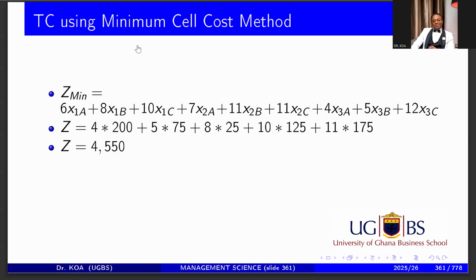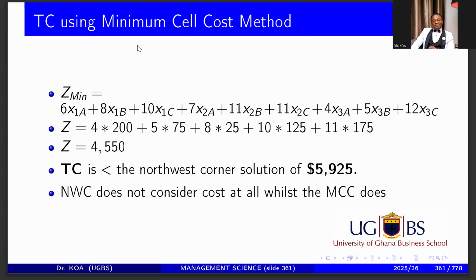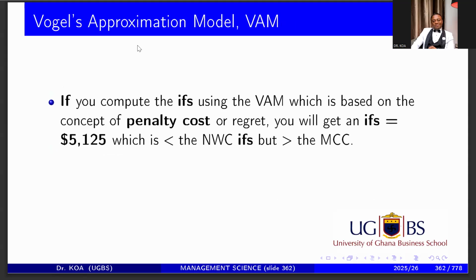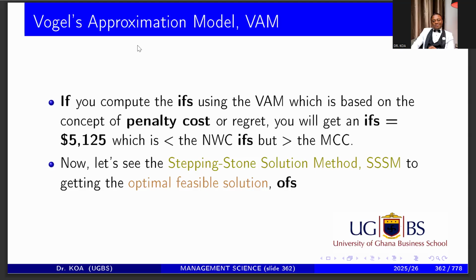But check this. So it's less, like we said. We said that the northwest corner rule doesn't consider cost at all, whereas the minimum cell cost does that. Now, if you use the Vogel approximation, we're not going to work it here. But if you use it, you're going to see that the value is going to be between the minimum cell cost and the northwest corner rule.